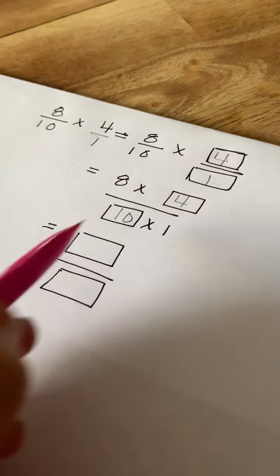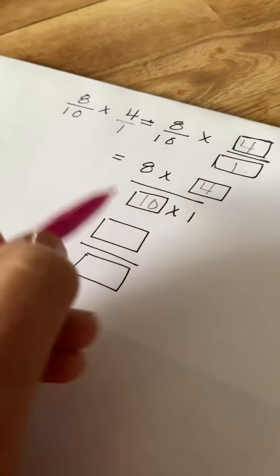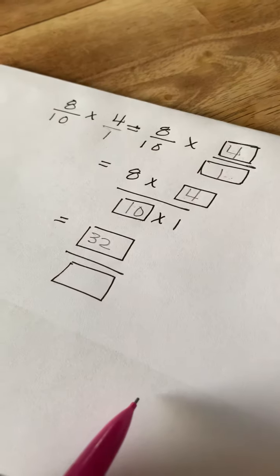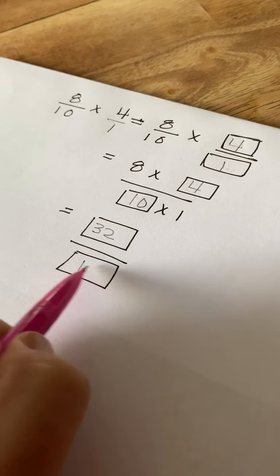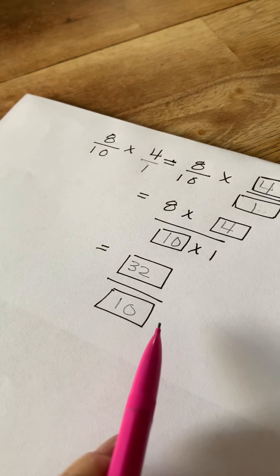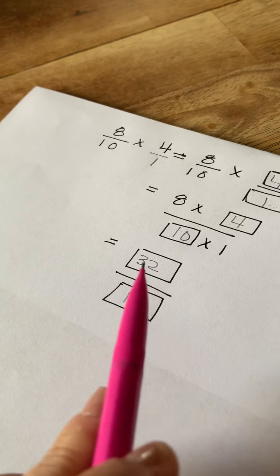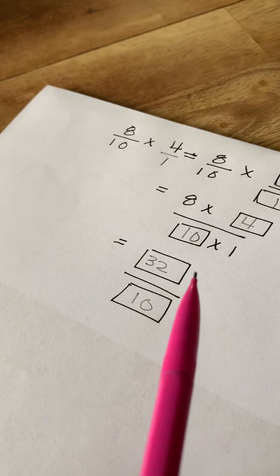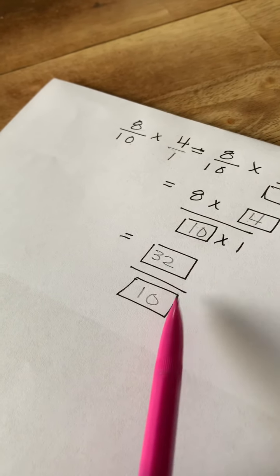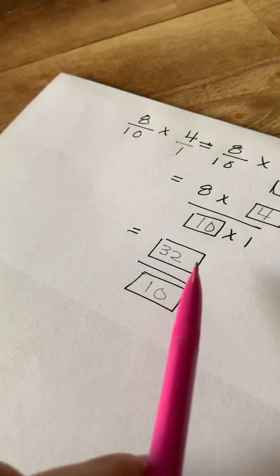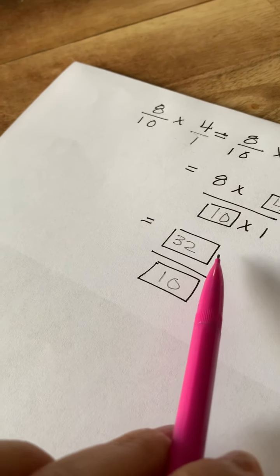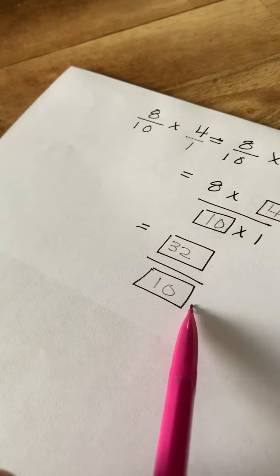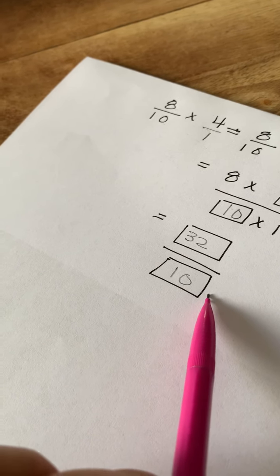And then we're going to simplify. So 8 times 4 is 32, and then 10 times 1 is 10. I'm assuming that they're not asking you to put it in simplest form. However, if they do want it in simplest form, you're going to see what can I divide the numerator and the denominator by that's the same? So what goes into 32 that also goes into 10 evenly?